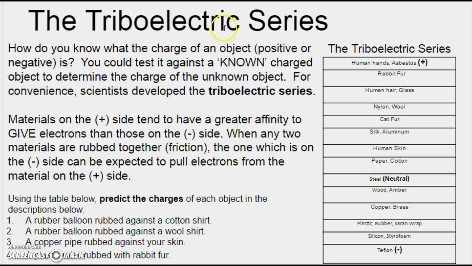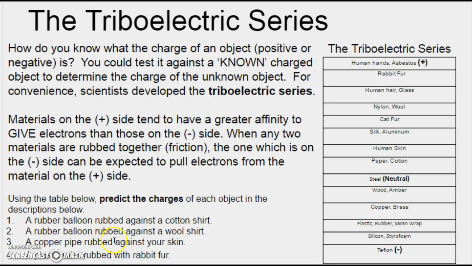So we can apply the Triboelectric Series here. If we rub a rubber balloon, use the table to make predictions of the charges for each of these. A rubber balloon rubbed against cotton, you're going to find that cotton's going to have a tendency, in this case, of giving up electrons, and the balloon is going to have a tendency of gaining electrons. Rubber balloon against a wool shirt, you can simply find where wool is up here. It's going to be the same effect. Wool's going to give, rubber balloon's going to gain.